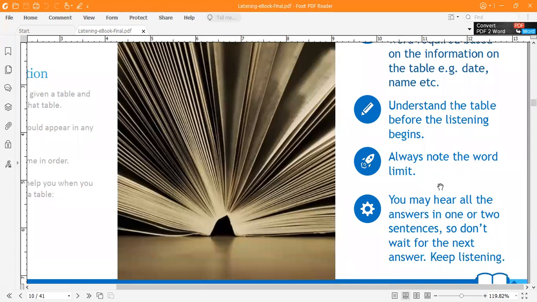Before you listen, try to read the questions. Try to read the things that you're being asked to answer, because you have a few seconds, maybe 30 seconds or 1 minute, to read before the audio starts. So you need to read as much as you can in order to understand what you are being asked to do.